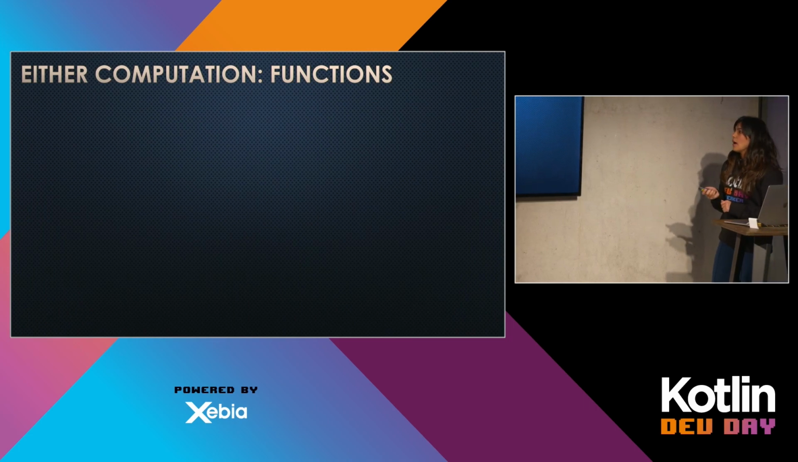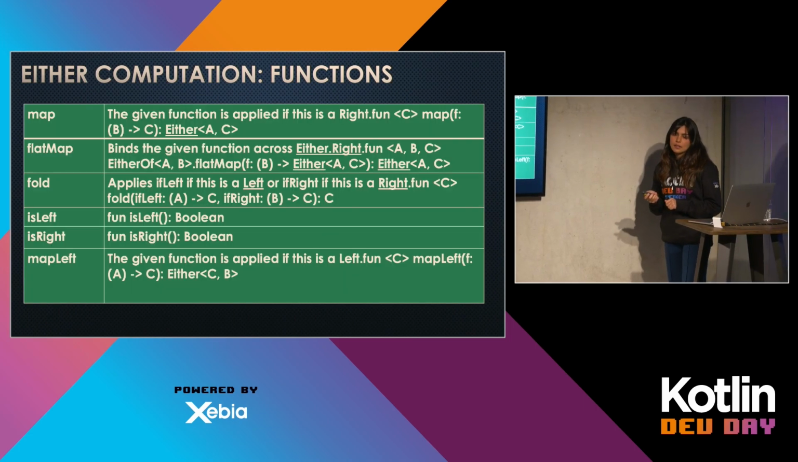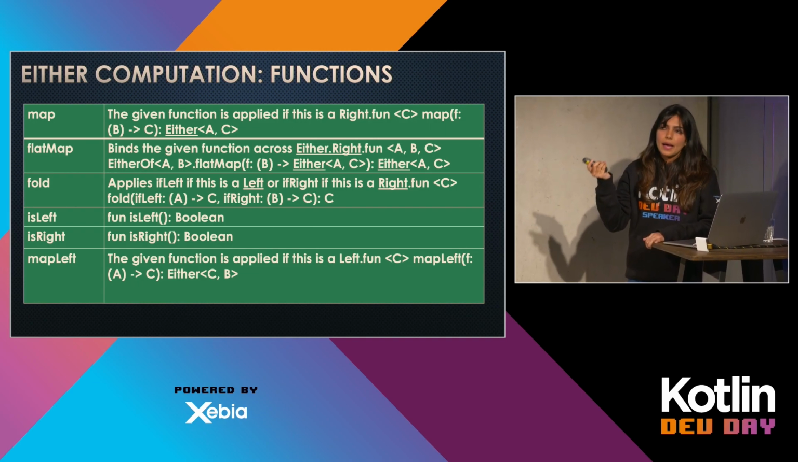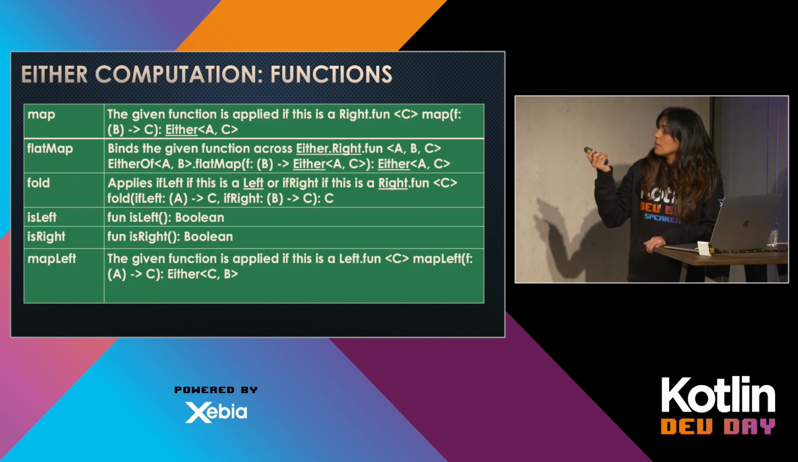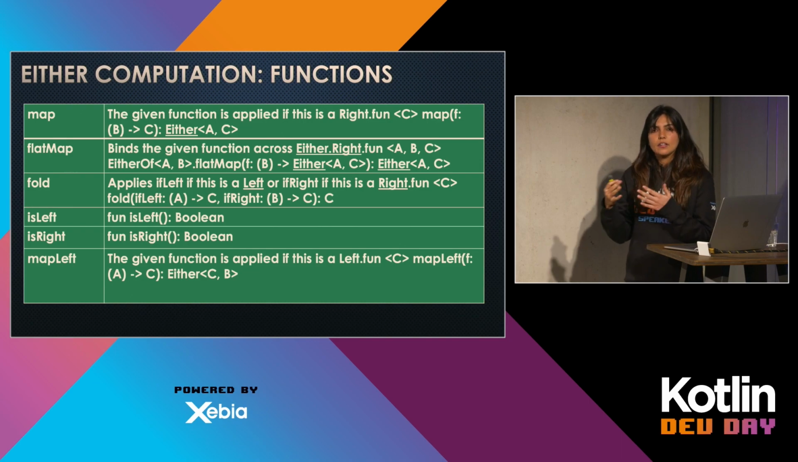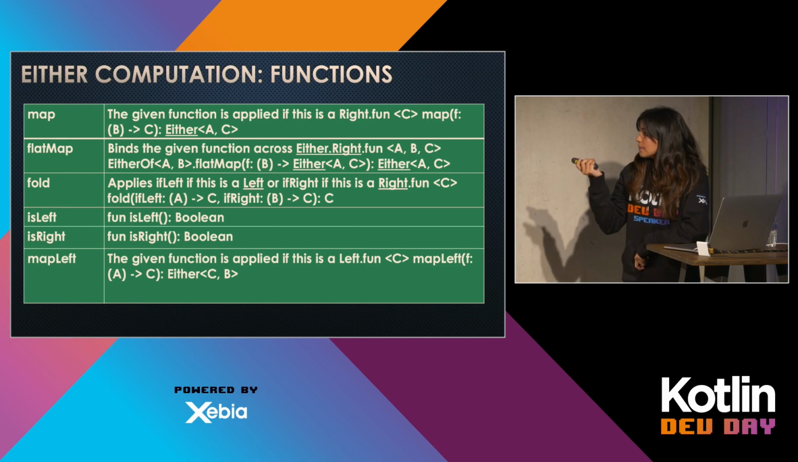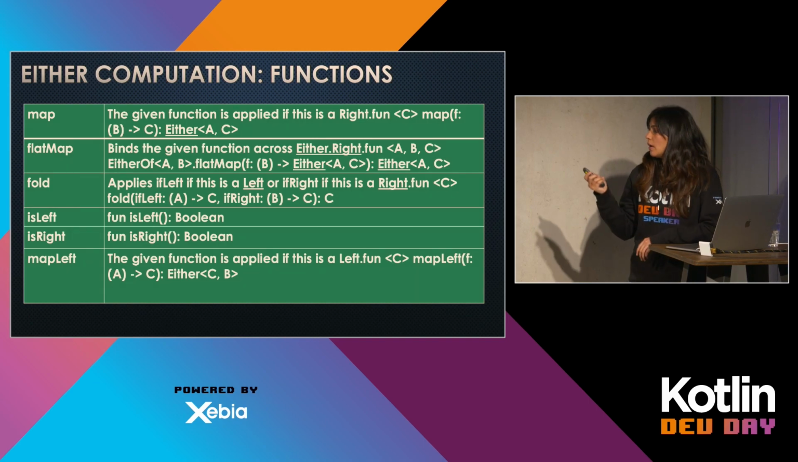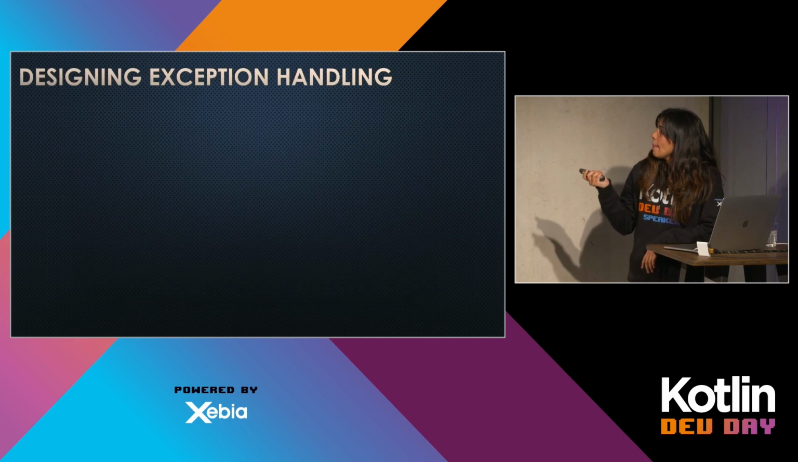And of course there are a lot more other functions that are available. So till now we have discussed in detail about a map and a flat map, and there is also the fold function which you can apply in case you want to separately handle your success and error scenarios. You have is left, is right, map left. There are a lot more that we can explore according to your use case.